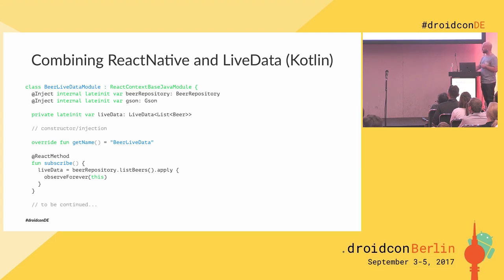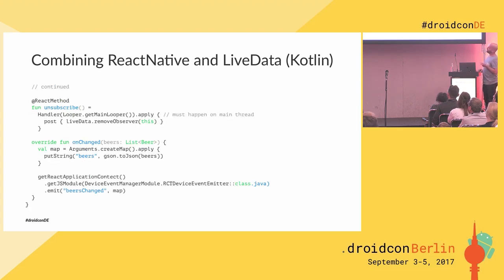And so moving to this next slide, here's the corresponding unsubscribe method. I found out that this has to happen on the main thread, otherwise you'll get an exception. So you have to unsubscribe from the LiveData, and then anytime the LiveData changes, we're going to pass that data back to the JavaScript side with this. This Arguments.createMap is part of React Native.